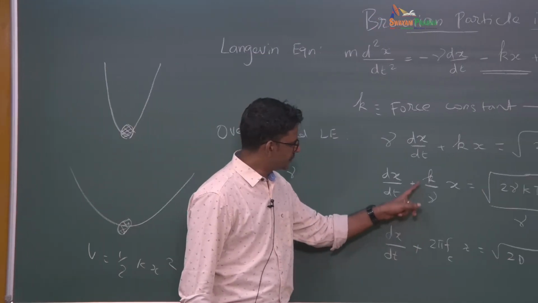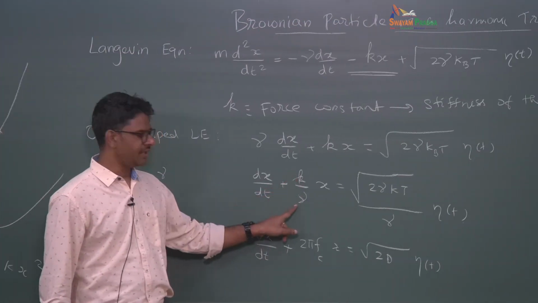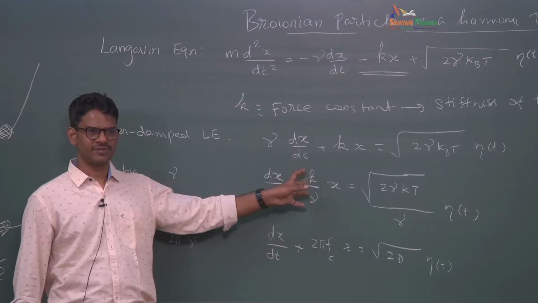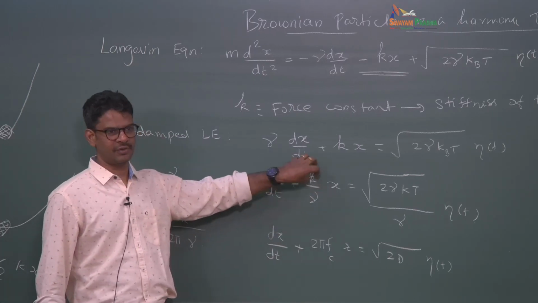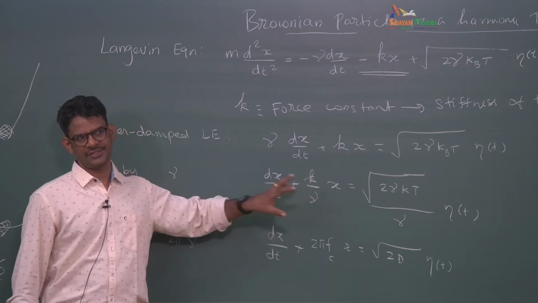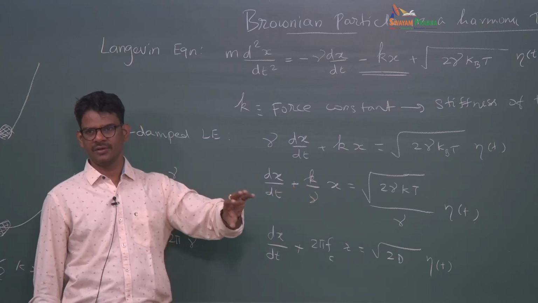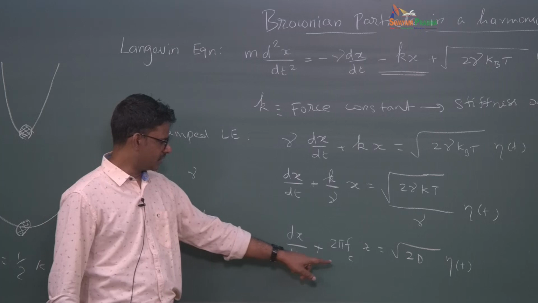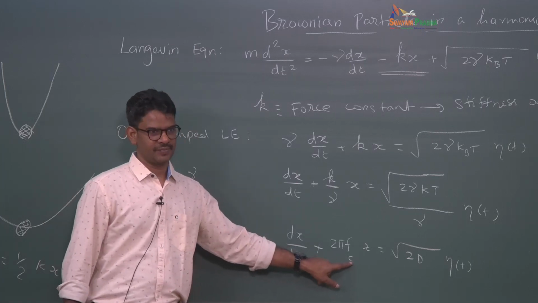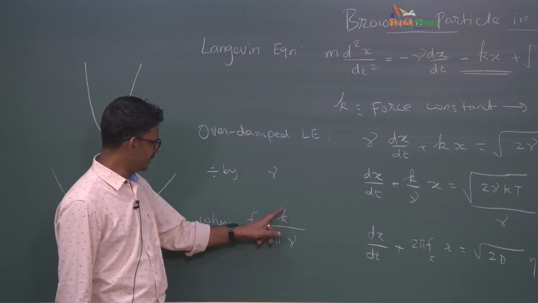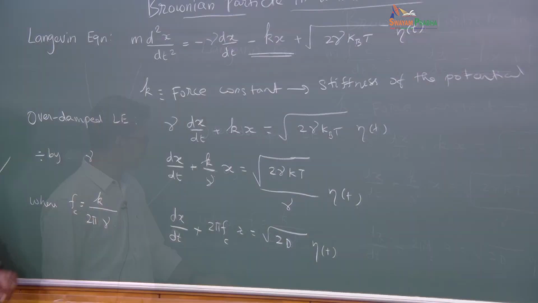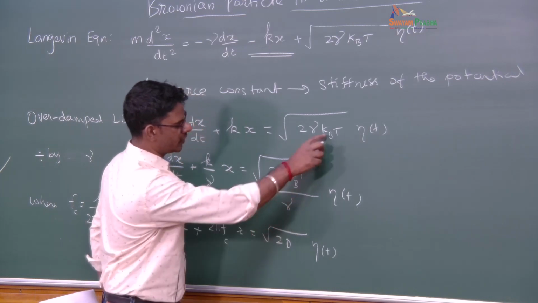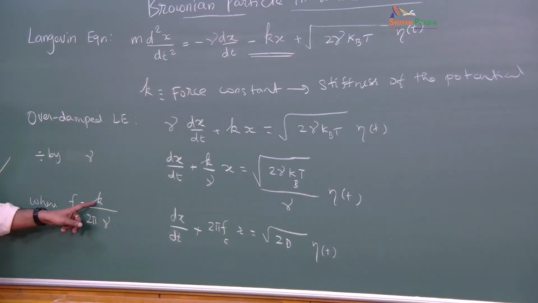So here we have introduced this combination of kappa by eta. It is going to factor in as a parameter, because this tells you how strongly the potential is confining. Gamma tells you how effectively the liquid is damping the motion. They can be grouped together and called Fc. So we define Fc as k divided by 2 pi gamma. Please note that there is another k here, the Boltzmann constant, which is different from this k.